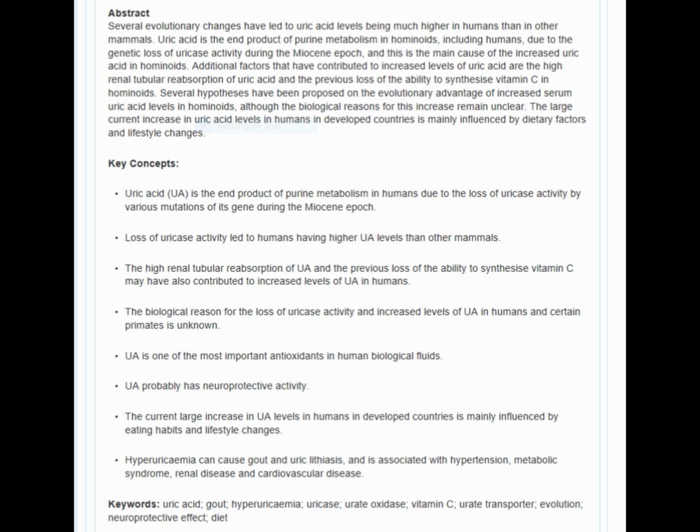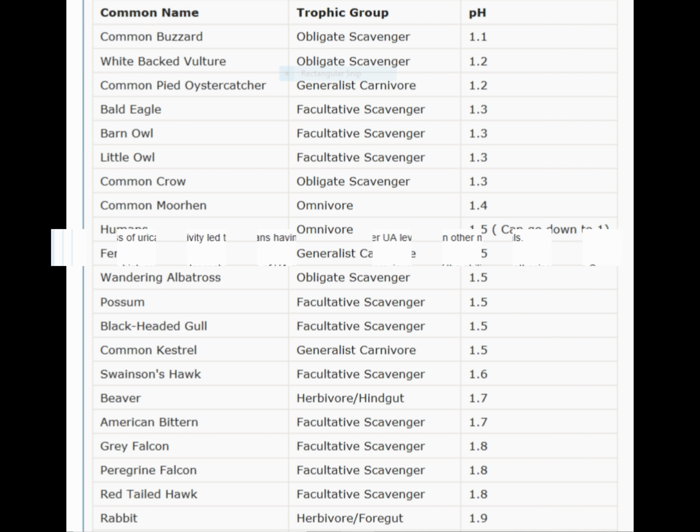But I just found this kind of interesting because it may not necessarily be a disadvantage that we don't produce uricase anymore, but it could be to increase the amount of antioxidative biological fluid within the human system. Like I said, evidence is unclear. This is just a little bit of interesting information for you.